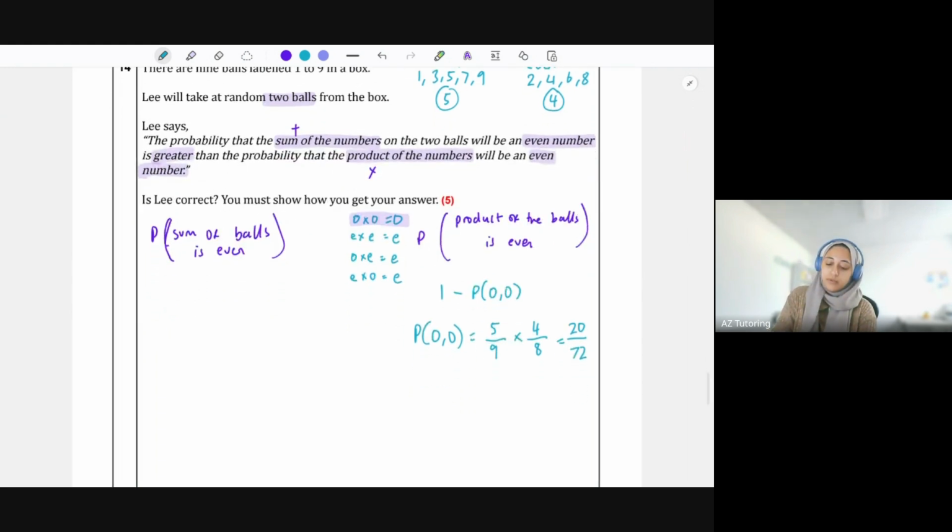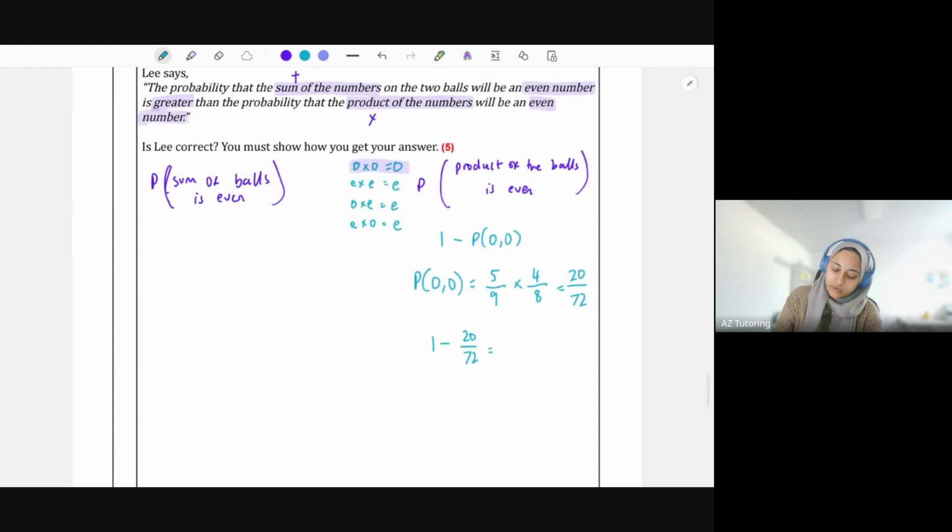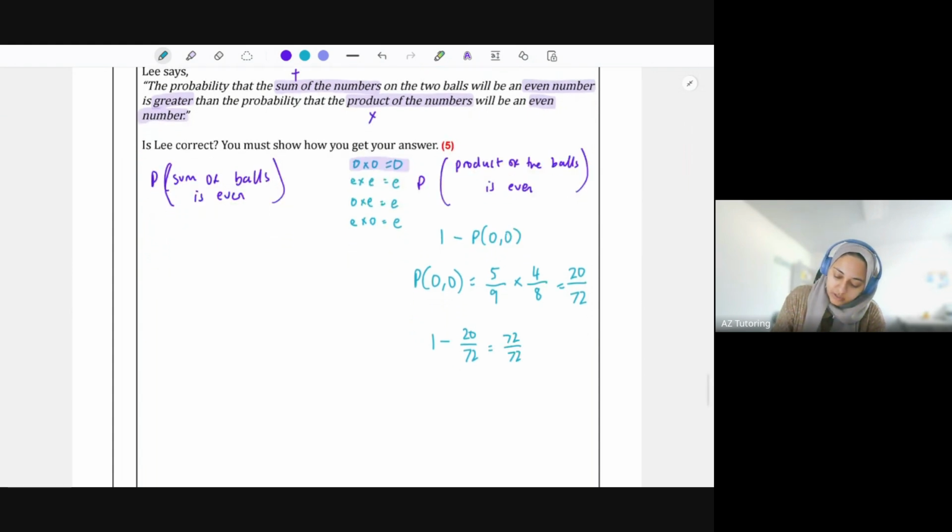But remember we're doing 1 minus that. So 1 minus 20 over 72. I can change that 1 to 72 over 72 minus 20 over 72. 72 minus 20 is just 52 over 72. Okay, so this is the probability that the product of the balls is going to be even.